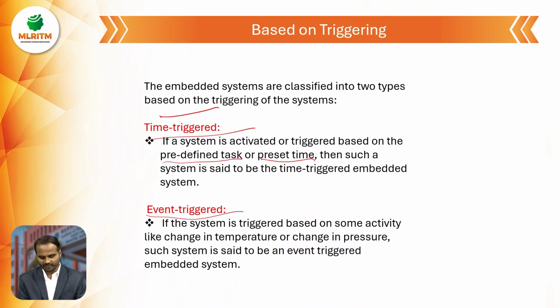Next, event triggered. If the system is triggered based on some activity, like changes in temperature or changes in pressure, such a system is said to be an event triggered embedded system. In event triggered, the system responds when that event or change occurs. But in time triggered, we have to give a predefined task or preset time to the system, whereas in event triggered that does not happen. So this is time triggered, and this is event triggered.